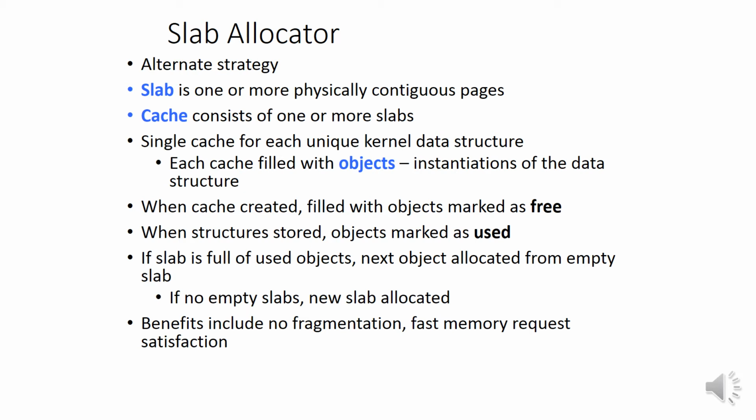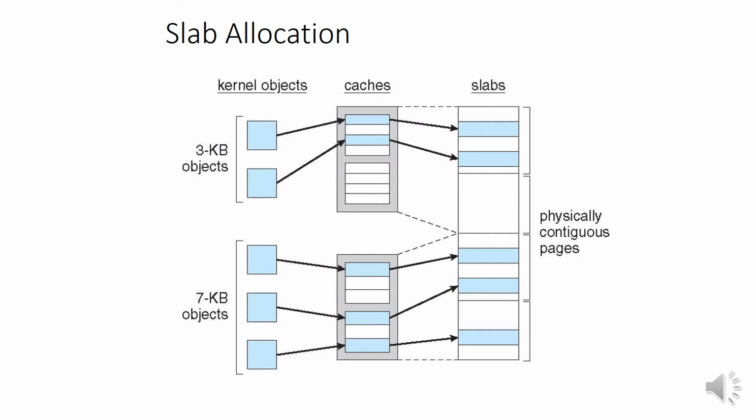When a cache is created, it is filled with objects marked as free. When structures are stored, the objects are marked as used. If a slab is full of used objects, the next object is allocated from an empty slab. If there is no empty slab, a new slab is allocated. The benefits are no fragmentation and fast memory request allocation.